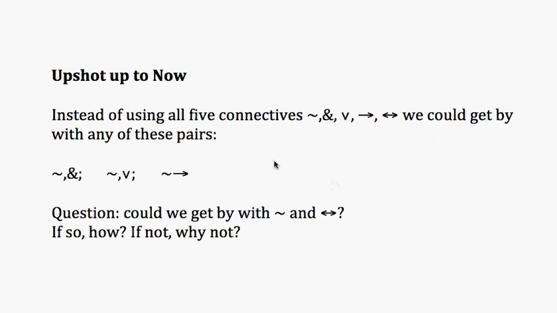So up to now, what we've shown is that we could get by with any of these pairs: not and and, not and or, not and arrow. No matter which of these we picked, it would be enough to let us say everything we can say with the whole set of 5. Now you might wonder, could we get by with not and the double arrow? If so, how could we do it? If not, why not? Once again, you might want to pause and think about that. What's the answer to this question?